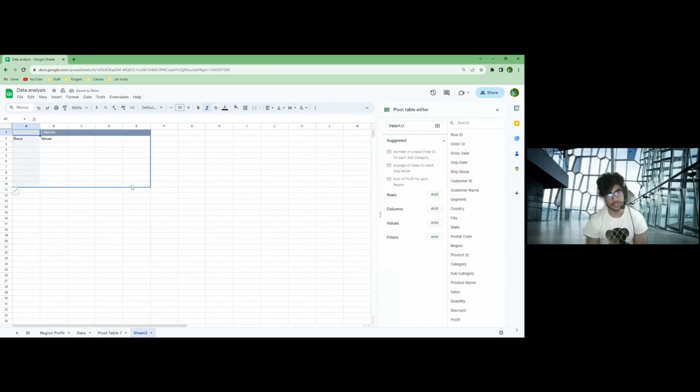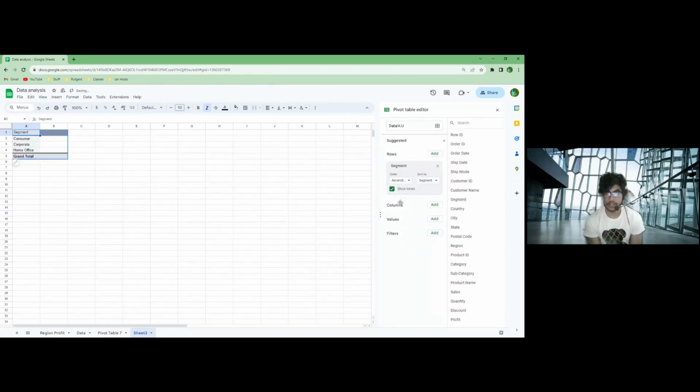And as you can see, it just created an empty table as of now. And on the right, we have all of the different fields or columns that we can drag and drop. So let's say we drag and drop segment into the rows section of the pivot table. As you can see on the left, we have the different segments on each row. Now let's say we drag profit to values. Now, as you can see, we have the sum of total profits for every segment.